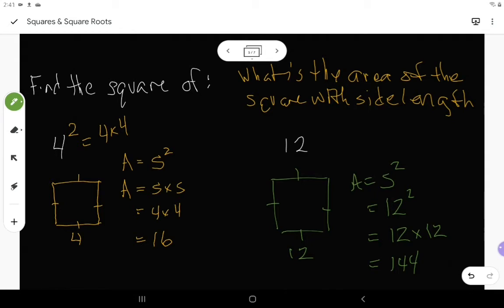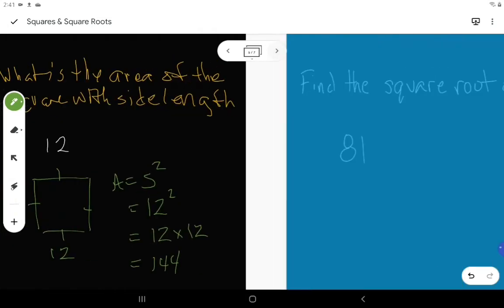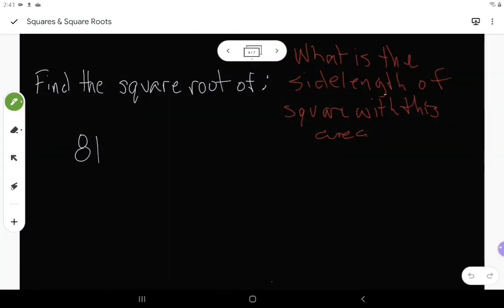So when you are finding the square of something, you multiply it by itself. Now this is different than find the square root of. So this word root changes what I'm looking for. When I'm asked for the square root, that is like being asked now, what is the side length of the square that has that area?